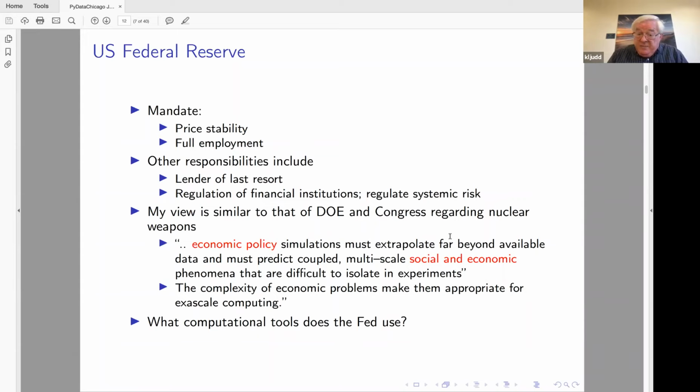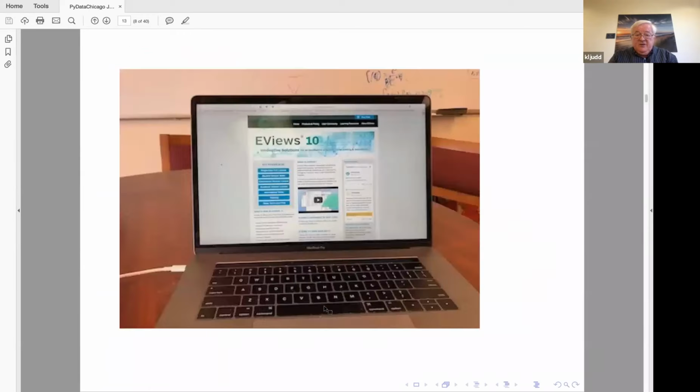they must also extrapolate far beyond available data. They must also predict coupled multi-scale social and economic phenomena that cannot be isolated in experiments. And so this sounds like their mandate also is an appropriate use for high power computing. What computational tools does the Fed use? That is what the Fed uses. Laptops, and then an econometric software package called eViews.